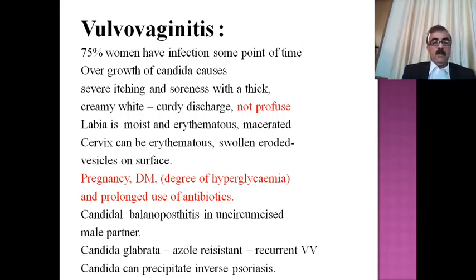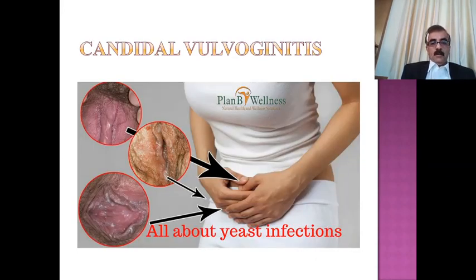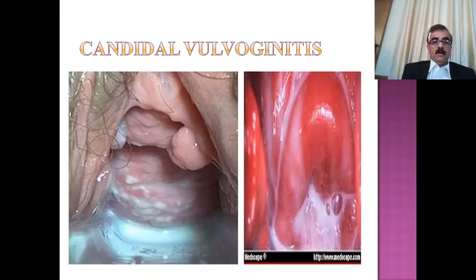Candida can precipitate psoriasis also. In some individuals who have inverse psoriasis where folds are involved, Candida overgrows, and it can also precipitate the primary disease of psoriasis. Then candidal vulvovaginitis is really agonizing for a female, and there is soreness, there is curdy discharge, there is erythema, sometimes it is painful and intensely itchy, and profuse curdy discharge is seen in these pictures.